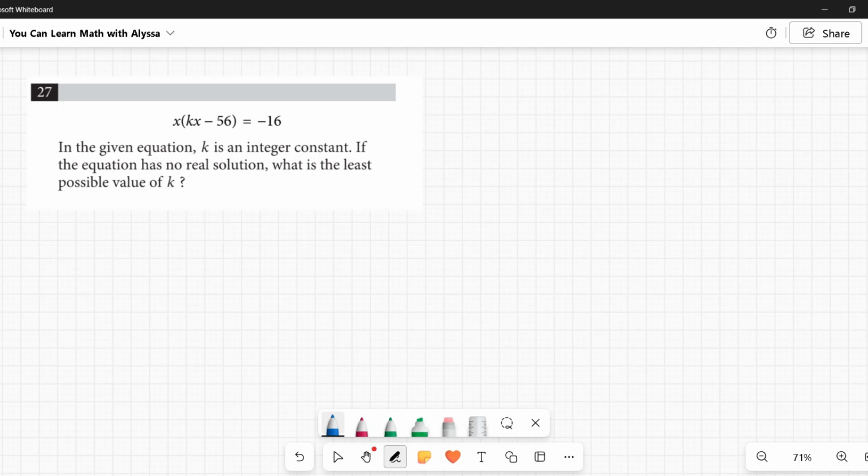Number 27. x times (kx minus 56) equals negative 16. In the given equation, k is an integer constant. If the equation has no real solution, what is the least possible value of k? Okay, an integer constant just means a number.